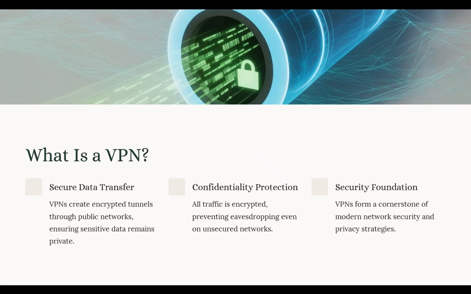So what is VPN? As a recap, it provides a secure data transfer. It creates encrypted tunnels through public networks, ensuring sensitive data remains private. It provides protection to the data through confidentiality, which means that all traffic is encrypted and prevents eavesdropping. That means man in the middle, even from the unsecured networks like internet. So only the sender and receiver see the plain text data, whereas everyone else over the internet, if they try to steal the data or any attack happens, will only see encrypted data.